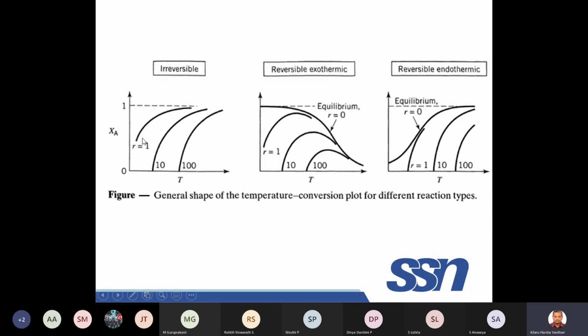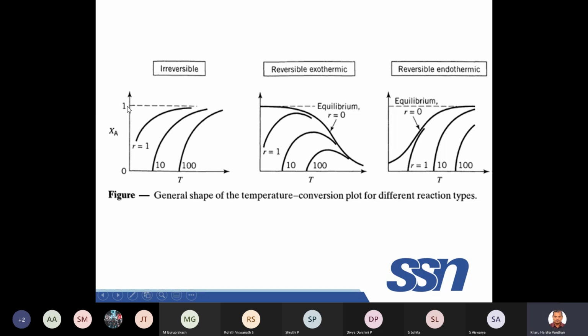This C versus T is nothing but XA versus T, because C you can convert to XA. C is C naught into 1 minus XA. You know the initial concentration, then from 1 minus XA, you can put XA is 1 minus C by C naught, right? So based on that, you can calculate the XA.